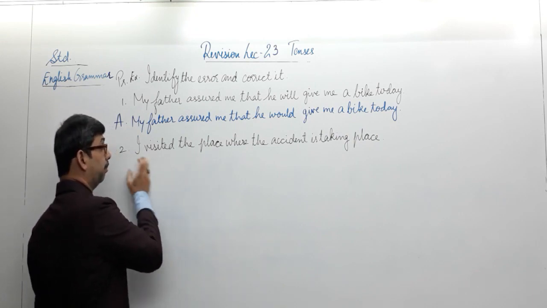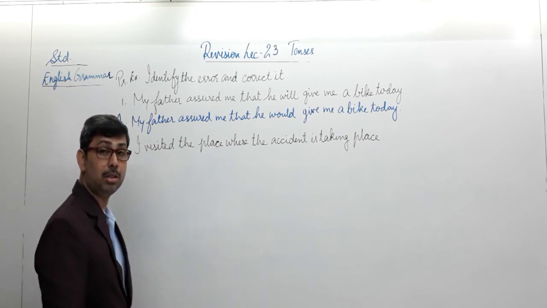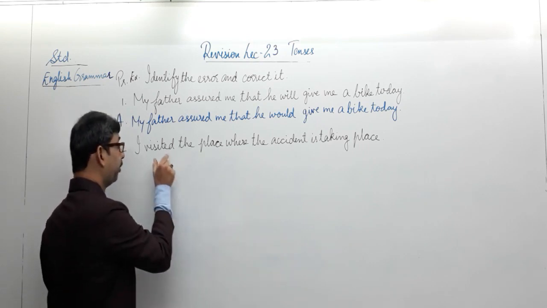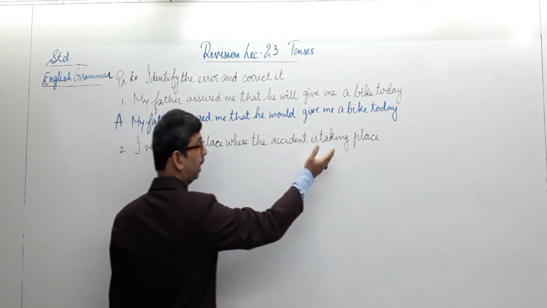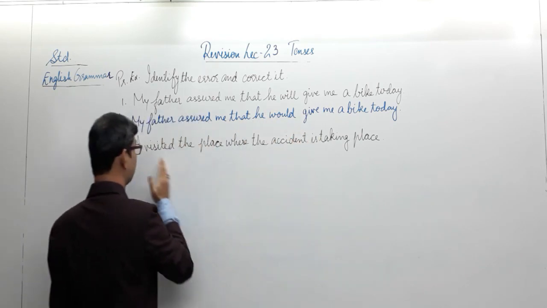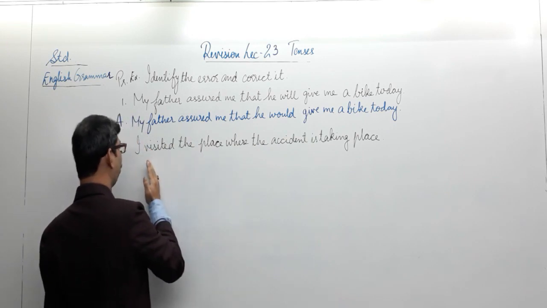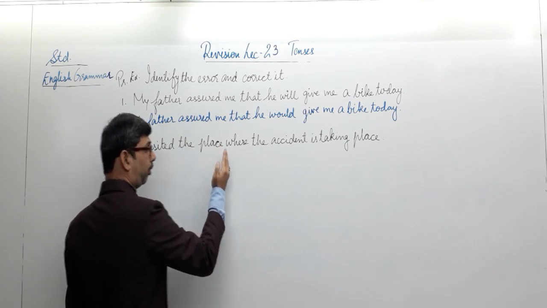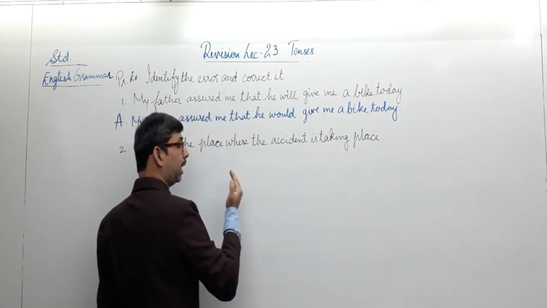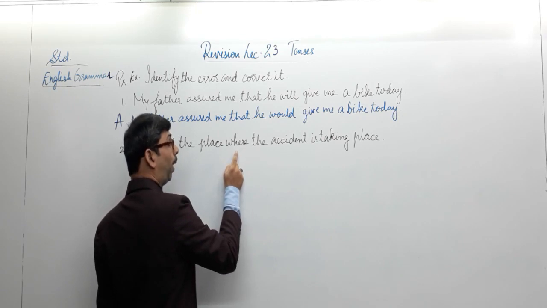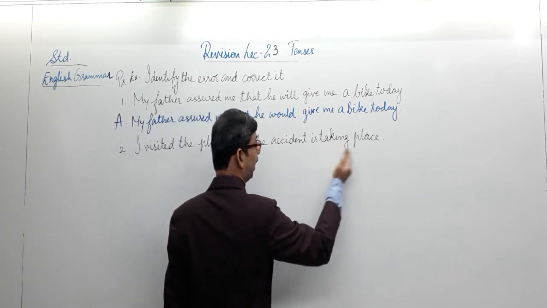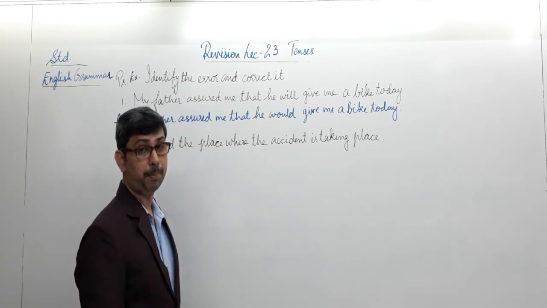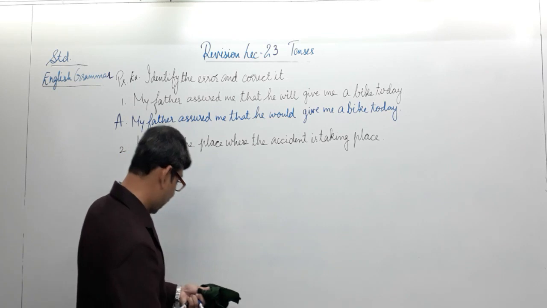So we have the main clause containing a past tense over here, isn't it? Visited is the past form of the verb visit. So if the verb is in the past, what should be the tense in the subordinate clause? First of all, let's identify the main clause and subordinate clause. I visited the place. Up to here is the main clause. From here we have a subordinate clause with the subordinating conjunction where the accident is taking place. The words "is taking place" indicates present continuous, isn't it? Well, that's the mistake over here, that's the error.